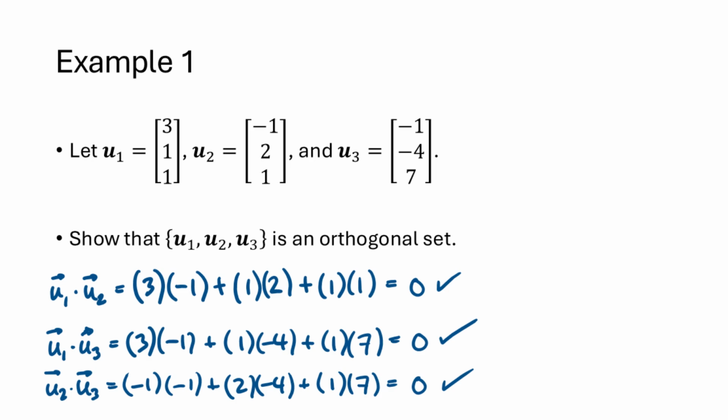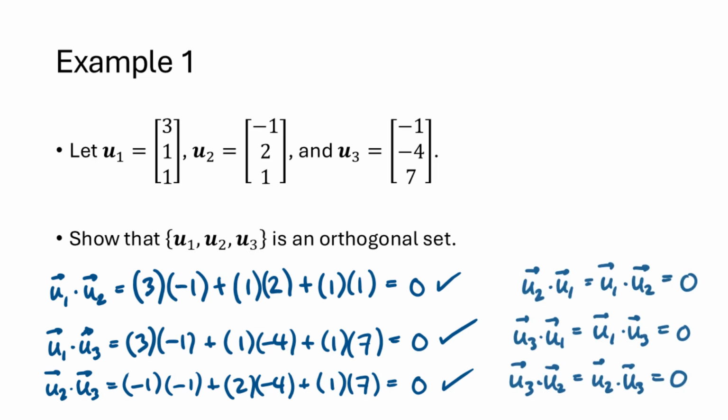The only dot products that we need to compute that we haven't computed yet are these same dot products in the other order. And dot product is commutative, so u2 dot u1 is the same as u1 dot u2, and so all of those other dot products are also 0. So all 6 of these dot products being 0 tells us that this is an orthogonal set. The bigger your set of vectors, the more of these dot products you'll have to compute to verify that the set is in fact orthogonal.